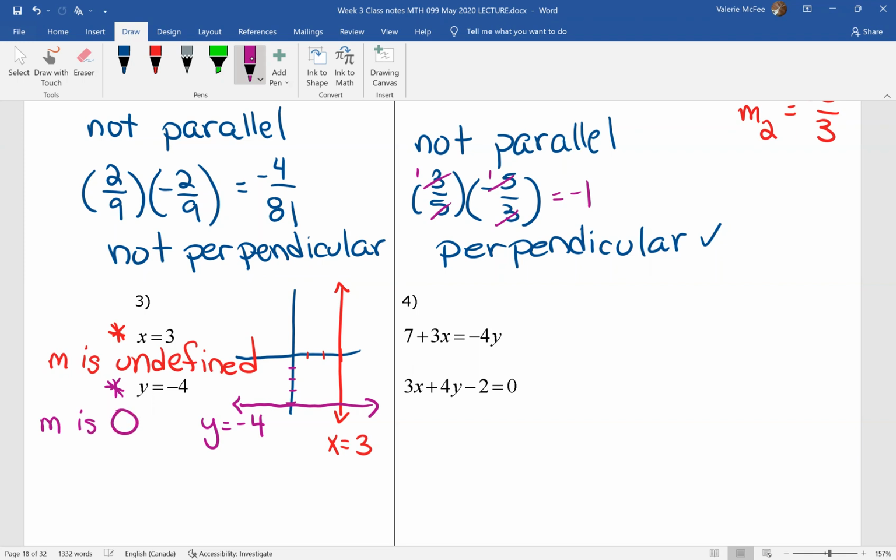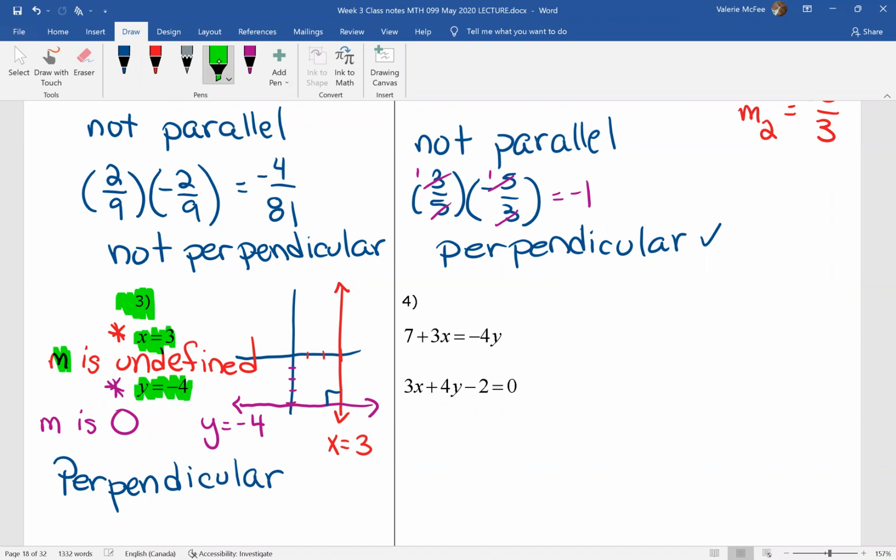Now, clearly, when I multiply 0 times undefined, it doesn't equal -1. This is that exception I was talking about. Horizontal and vertical lines always meet at 90 degrees. They are always perpendicular. If you didn't know that this was a vertical line, that this was a horizontal line, if you didn't know the slopes of each of these, you need to go do more practice.